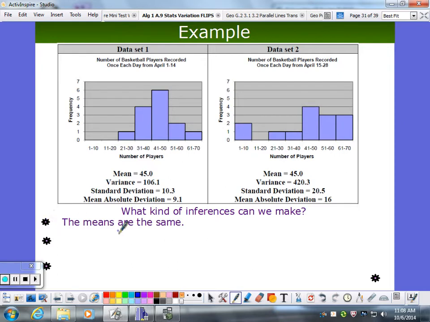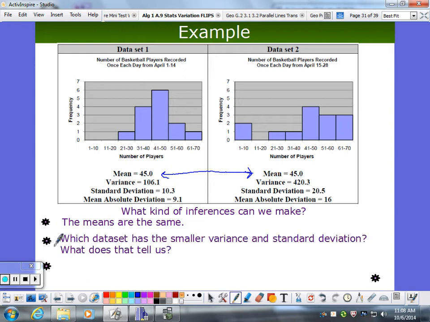So the first thing I noticed was the means are the same, right? So it says on average 45 players show up at each basketball court. That's what this is telling us. So that doesn't really give us much information, otherwise the average number of players who show up is the same. But which data set has the smaller variance and standard deviation? The left one, right? This one, the variance is 106.1. Remember, you take the square root of variance to get standard deviation, or if you have standard deviation, you square it to get variance. That's smaller than this one. So what is that telling us?